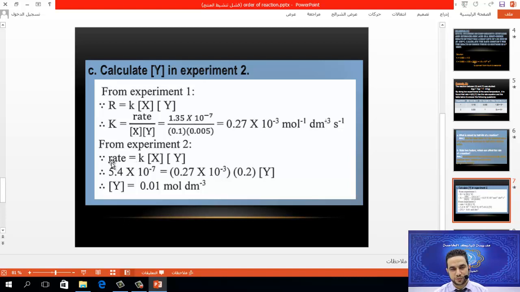If you see now in experiment 2, you have the value of rate from the table, K you calculated from step 1, and X is provided also in the table. So the unknown will be only Y. Y is calculated by 5.4 times 10 to the power negative 7 divided by 0.27 times 10 to the power negative 3 times 0.2. Now you get the value of Y, 0.01 mole dm to the power negative 3.